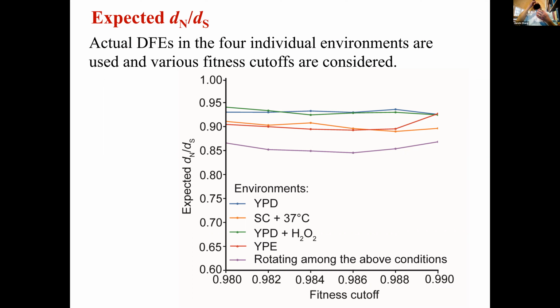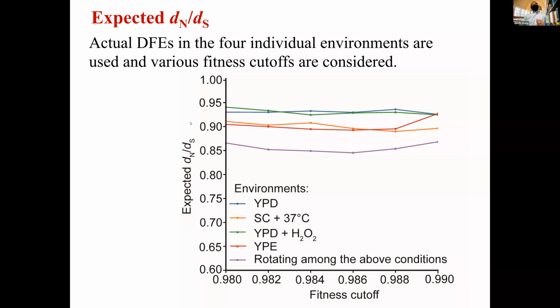Now, if we plug in the fitness effects measured in each of these 4 environments, and then based on that, we predict the DN/DS ratio for individual environments, this would be the DN/DS ratio. And here we consider different fitness cutoffs. If the fitness of a mutant is lower than the cutoff in any environment, then this mutant is purged. Okay. Now, if we consider a population that rotates among the 4 environments, and if in any environment the mutation has a fitness lower than our cutoff, then we will purge that mutation. Then the DN/DS ratio is lower.